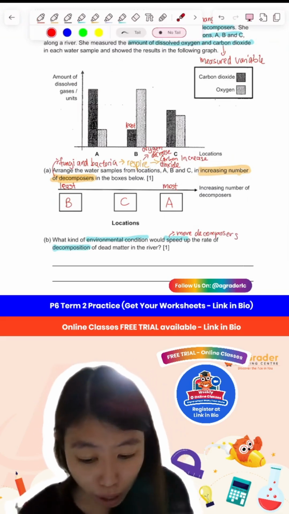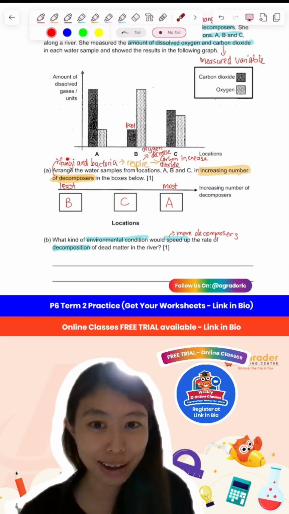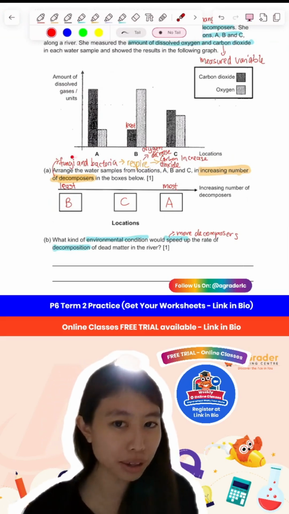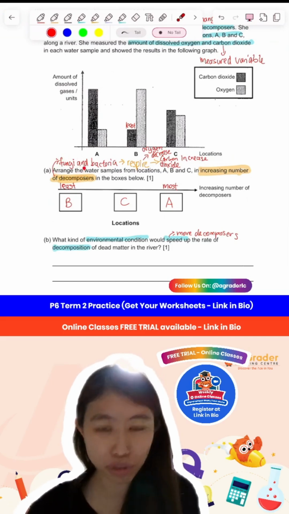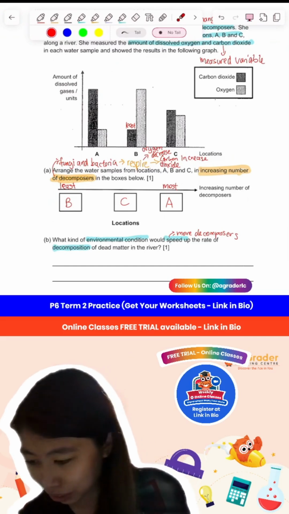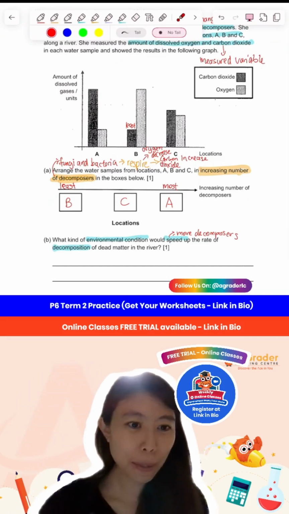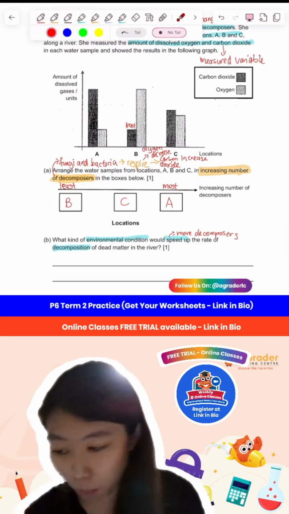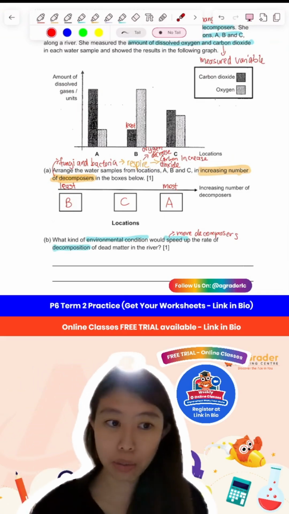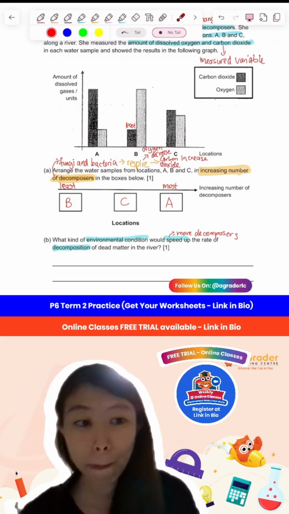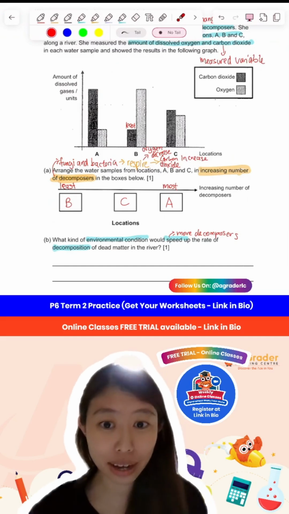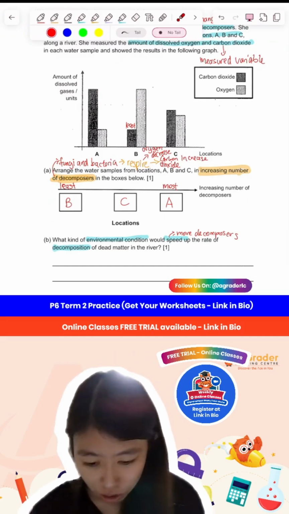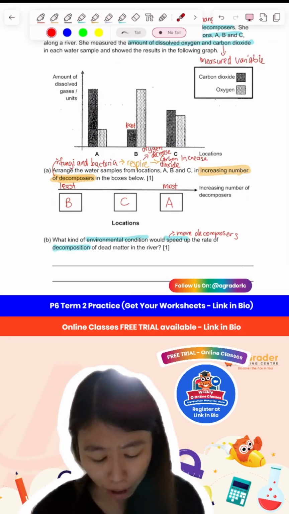And I give you a clue. One of the decomposers is fungi. So fungi can grow better in what kind of condition? More water can. Any more? Warmth, okay. And dark, okay, that can. And oxygen, okay. So, what kind of environmental condition?